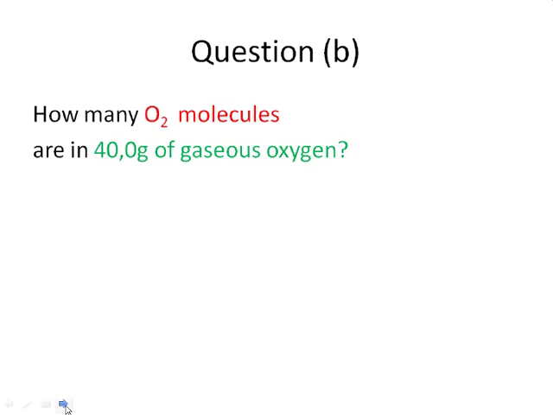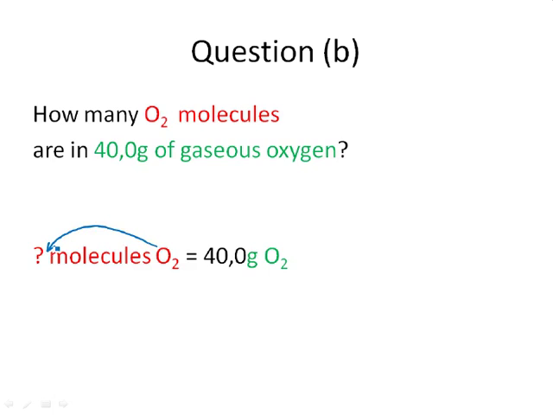Write the question in an equation form. Pause the video until you have done this. How many molecules O2 equals 40 grams O2? Notice that writing it as how many O2 molecules or how many molecules O2 makes no difference. Now, to solve this problem, we need to multiply this by a factor which is equal to 1, because the top and bottom of the fraction are equivalent to one another.